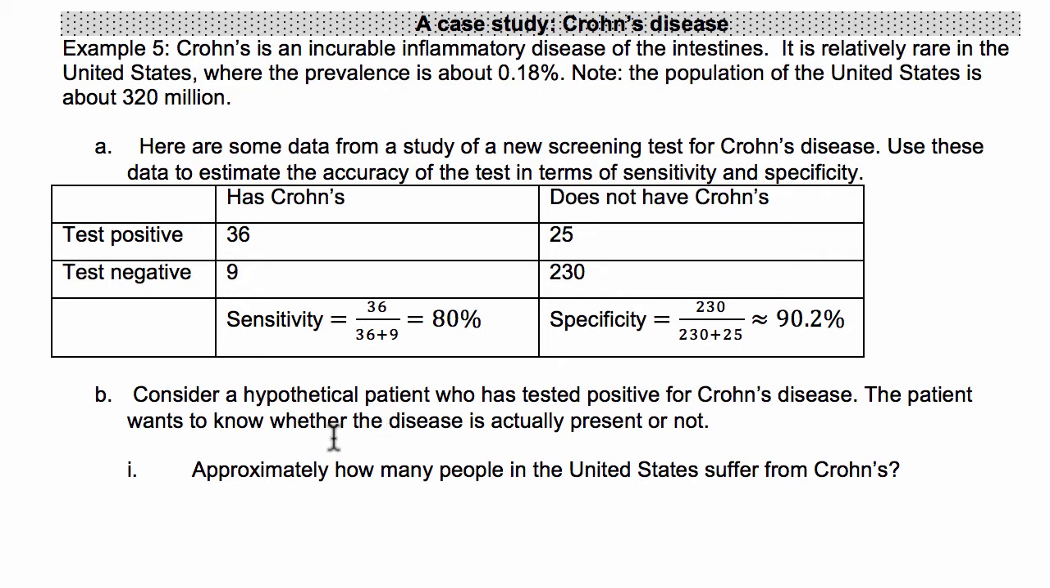To determine this, we first need to know approximately how many people in the United States suffer from Crohn's. Recall, we have that the prevalence of Crohn's disease in the United States is about 0.18%, and that there are about 320 million people in the United States. This means the number of people who suffer from Crohn's disease in the United States is about 0.18% of 320 million, which equals 0.0018 times 320 million, or about 0.58 million people.